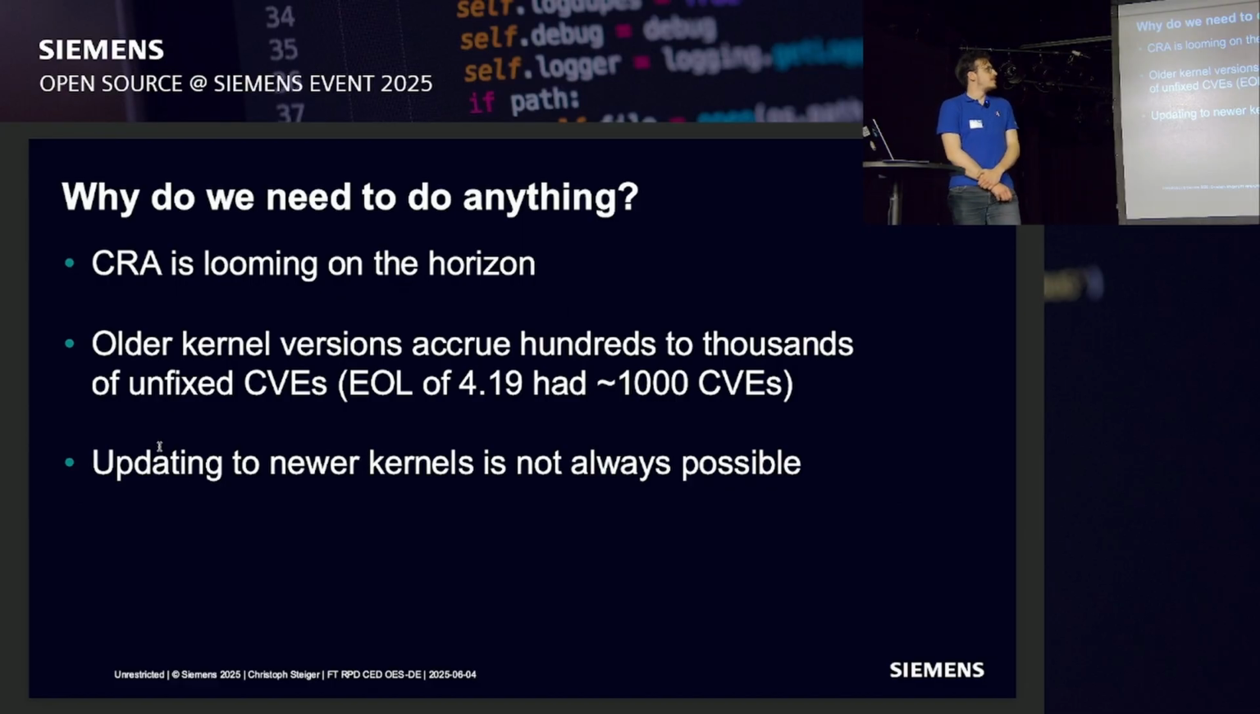It's not possible. And we can already imagine that in 2 years, when the CRA comes into force, some regulatory officer is going to come to us and say, you use this old kernel here. I know there's 1,500 CVEs. What did you do about them? And if you do not have a good response there, you're going to be in trouble.